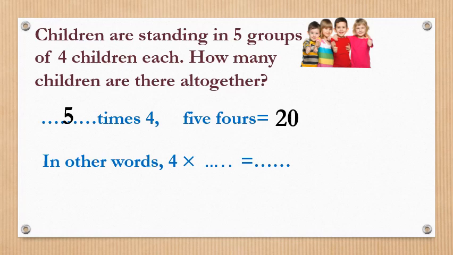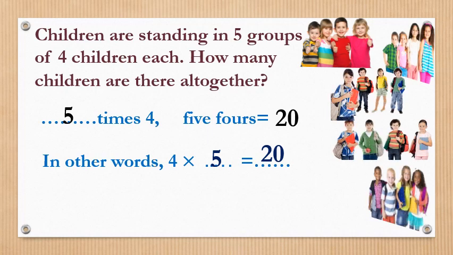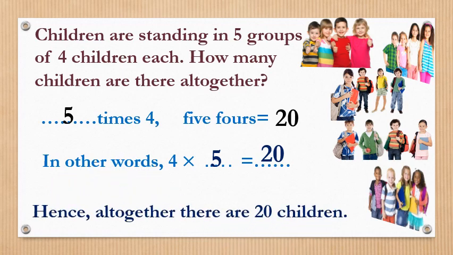Now, in other words, 4 multiplied by how many groups are there? 5 groups are there. So, 4 5s are 20. See here, altogether 20 students are there. If you want to count, count them. Now, how will we write the answer? Hence, altogether there are 20 children because 5 groups are there and the total number of children is 20.